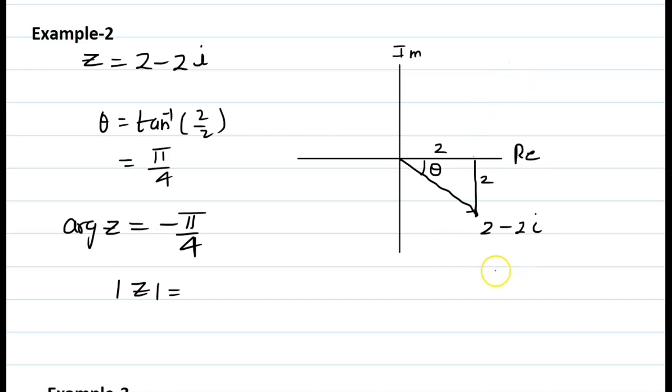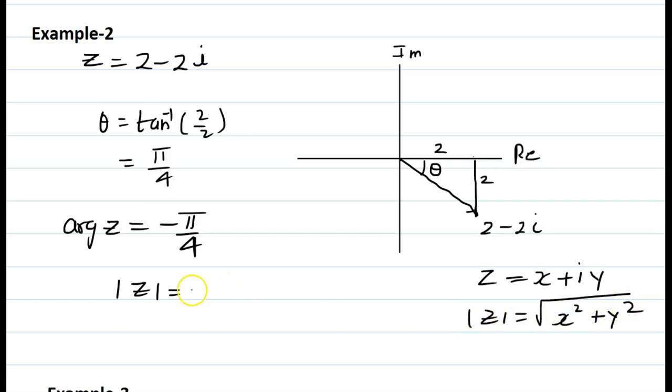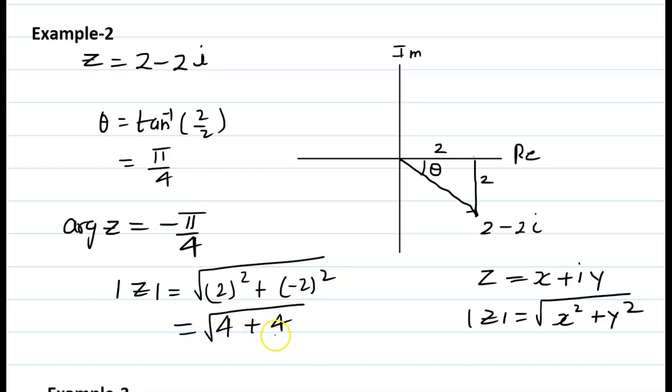And if they are asking about the modulus, then if z is a complex number given by x plus iy, the modulus of z is the square root of x square plus y square. In this case, x is 2, so 2 square, and y is minus 2, so 2 square. 4 plus 4 is root 8, and root 8 you can write as 2 root 2. So the modulus is 2 root 2 and argument z is minus pi over 4.